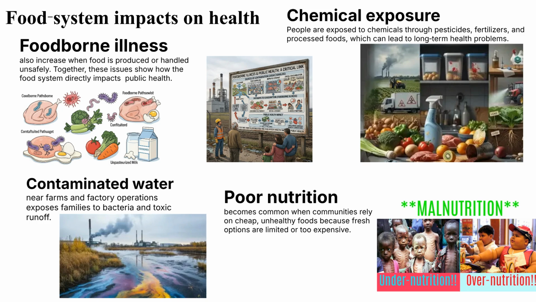The other impact of the food system topic will be the human health impact. The food system affects health through chemical exposure, contaminated water, foodborne illness, and poor nutrition. Communities near farms face toxic runoff, while low-income areas rely on cheap processed foods. These health impacts show how food and environment are deeply connected.